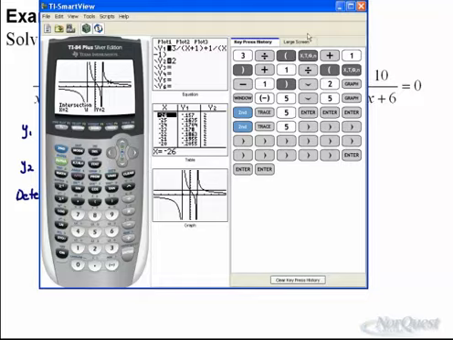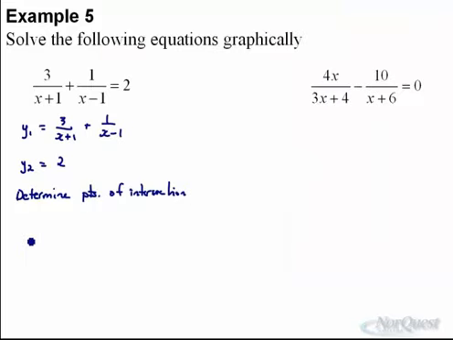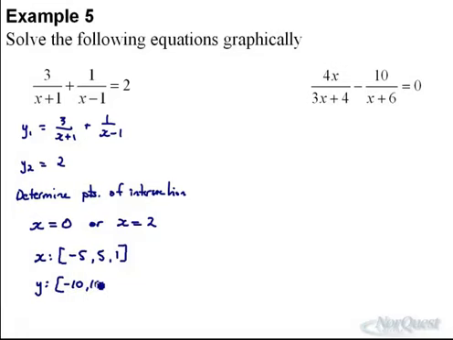So let's label our answer. We'll say x can be equal to 0 or x equals 2. And if you're going to use the calculator, you have to state the window settings. So I went from -5 to 5, up by 1s, and y was -10 to 10, up by 1s. So that's the method using points of intersection. Same as what we did in the last couple of lessons.